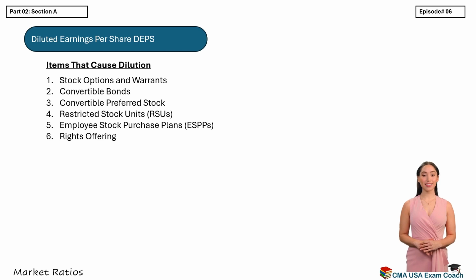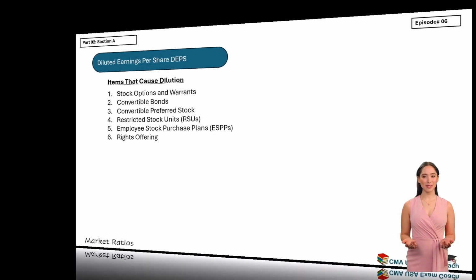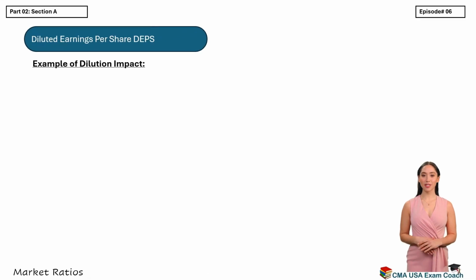How dilution affects EPS. When any of these dilutive securities are converted into common stock, they increase the total number of shares outstanding, thereby reducing the earnings per share for existing shareholders. The effect can be significant, especially for companies with a large number of stock options, convertible bonds, or RSUs. This is why it's crucial to calculate diluted EPS rather than just relying on basic EPS, especially when these dilutive items are present. Let's go through an example to see how dilution affects earnings per share.